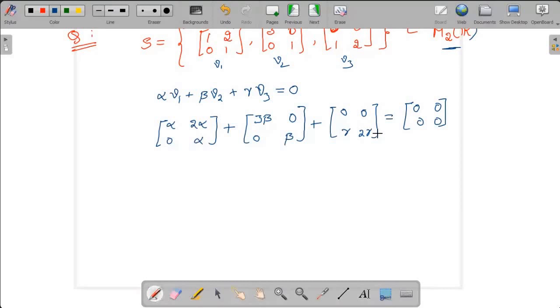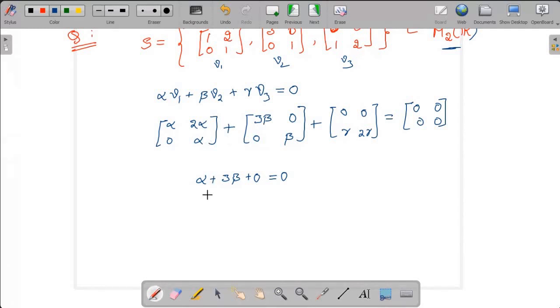Now you know how to add matrices and you know how to equate two matrices, right? So let me equate it component wise. If I equate component wise, I can see alpha plus 3 beta plus 0 equal to 0. So I compared the first component. Okay, you are getting alpha, beta, gamma must be 0. That is the only solution, right? Good.